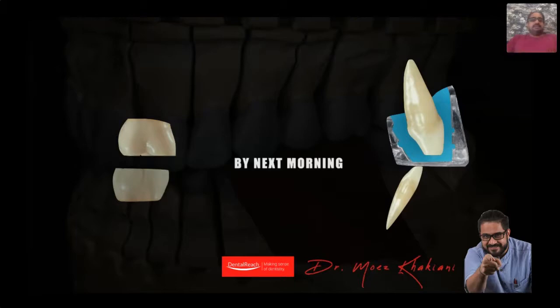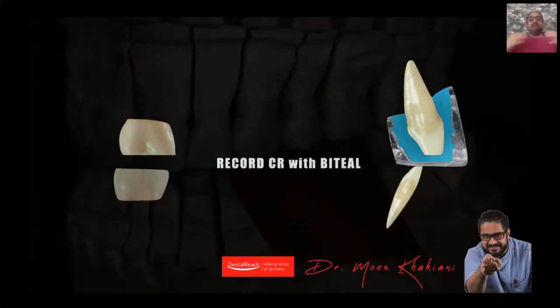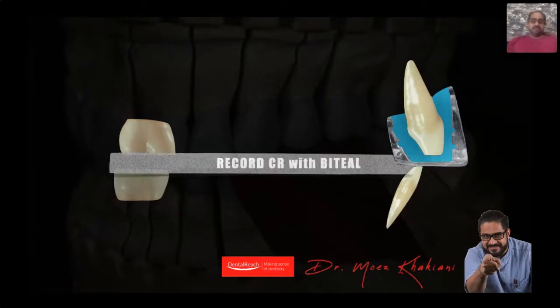Now look at the anterior relation. It's become like an anterior class 1 incisor relation. At this very relation, I go ahead and record the centric relation with the help of the block of aluminum reinforced wax, that is Vital.